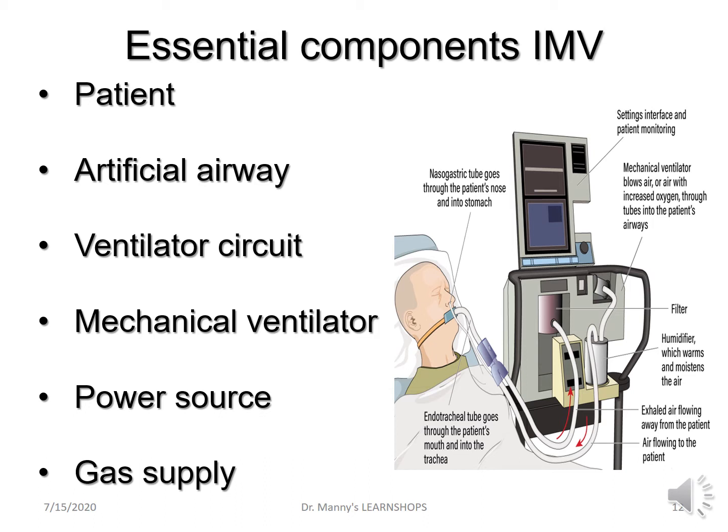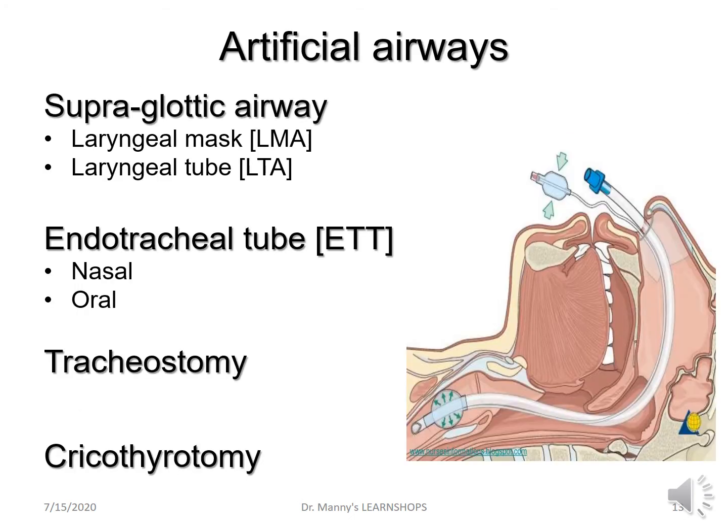What then are some of the essential components required for invasive mechanical ventilation? Well, you need a patient, number one, that is appropriate. You also need an artificial airway. You need a ventilatory circuit, a mechanical ventilator, a power source, and a gas supply. Artificial airways consist of the following. They could be supraglottic airways, such as a laryngeal mask or laryngeal tube. It could be an endotracheal tube, which could be nasal or oral, a tracheostomy tube, or a cricothyrotomy.